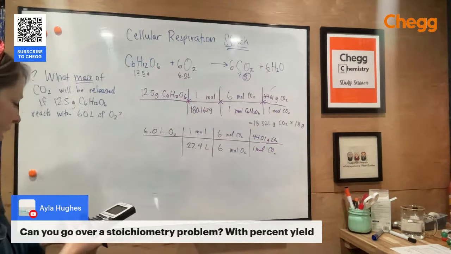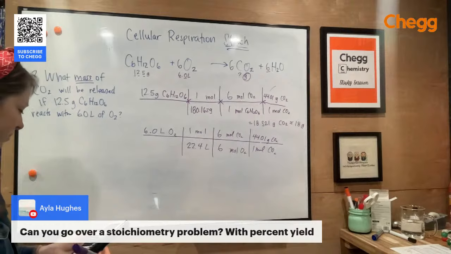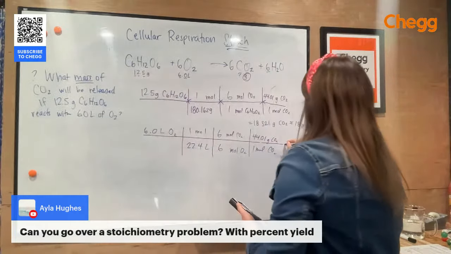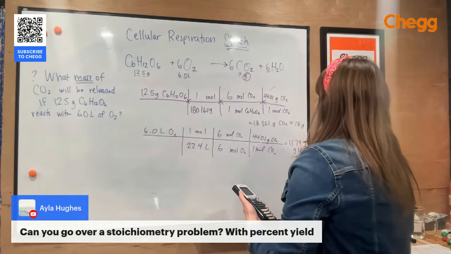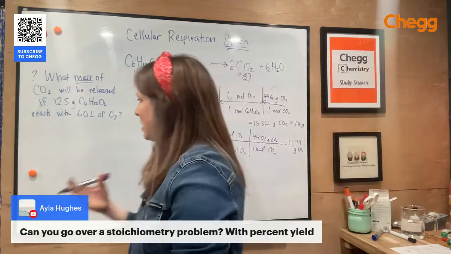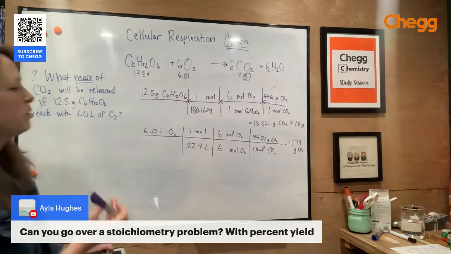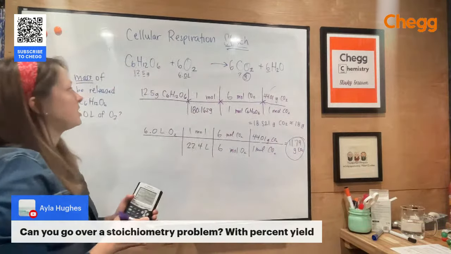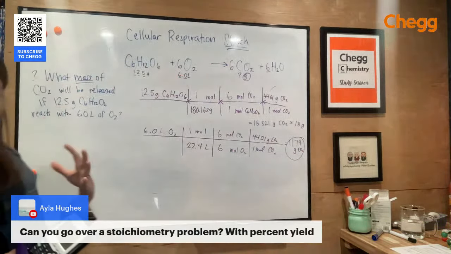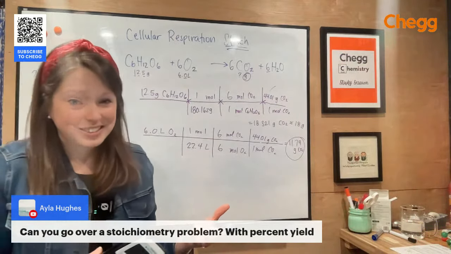All right, let's go ahead and calculate that, see which one is our limiting reactant. So that gives me 11.79 grams of CO2. All right, so now the question is, which one is our limiting reactant? How do we know? It's going to be the oxygen. Okay, 6 liters seems like a lot more than 12.5 grams, right? And it is. It totally is.